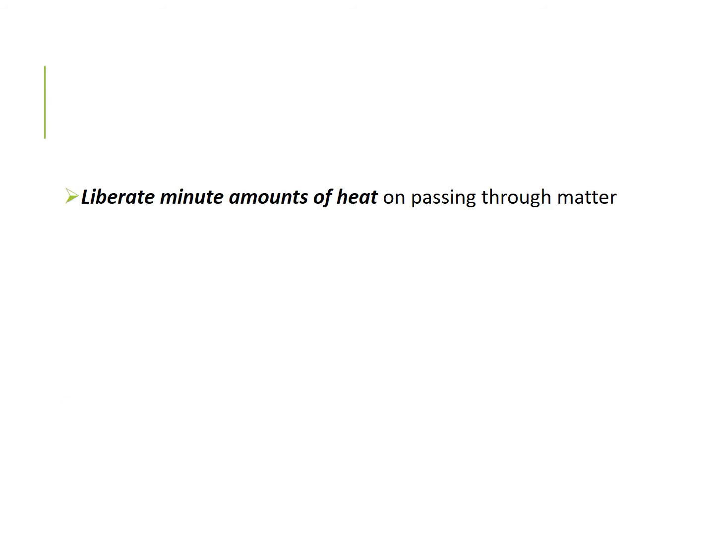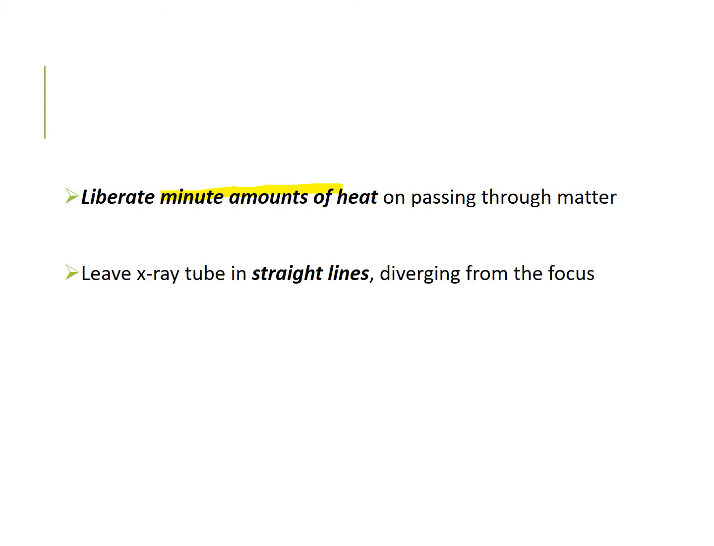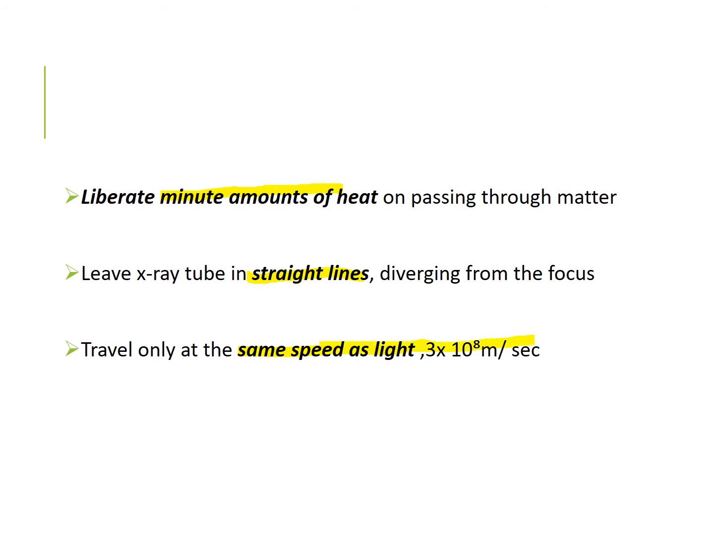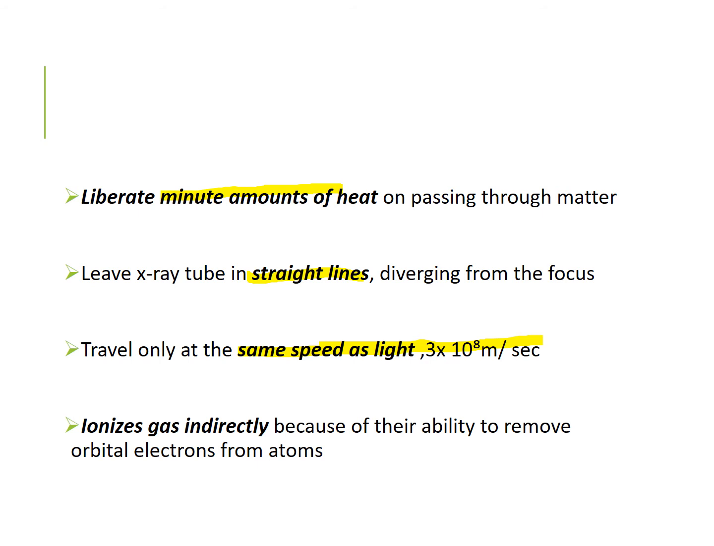Let's look at some other properties of X-rays. X-rays can liberate small amounts of heat when they pass through matter. How do they travel? They travel in straight lines. At what speed do X-rays travel? X-rays can travel with the speed of light, that is 3 into 10 raised to 8 meter per second.